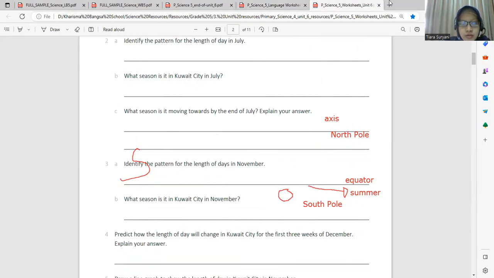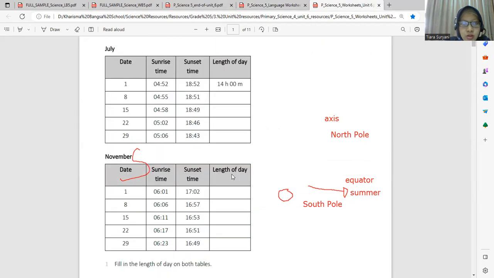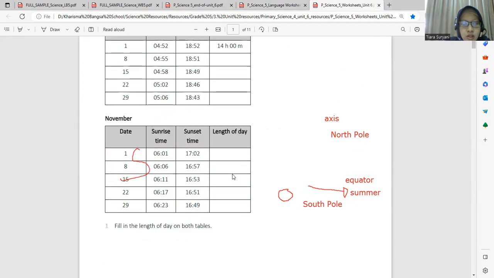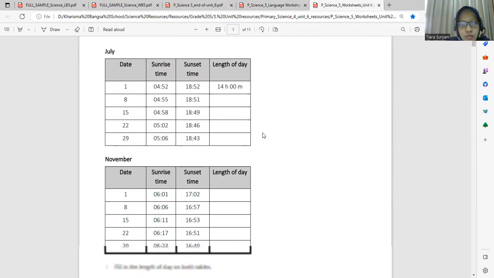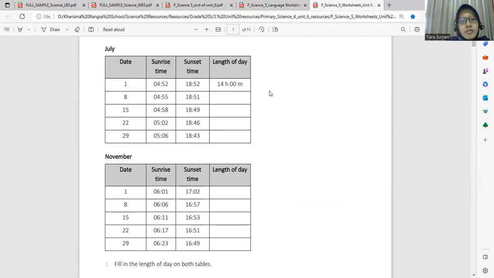Okay, the next one. For this one, we already calculated this in the classroom, but again, let me try to tell you how to calculate. For example, the sunset time is 18:51. Then the sunrise time is 4:55, isn't it? Yes, so we have to subtract. 51 cannot be subtracted by 55, so we have to borrow.